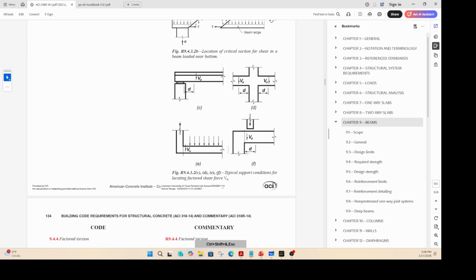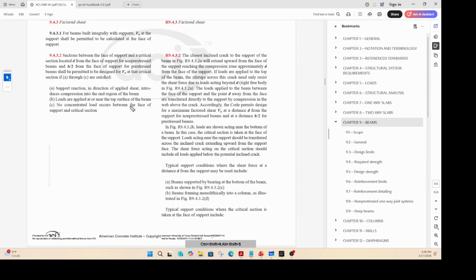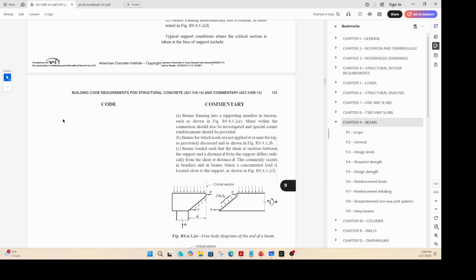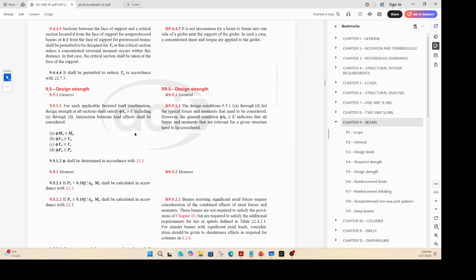Right? This is D from the face of the support, but then you have a load within the distance D. Then again, you treat your critical section to be the face of the support. That would be your critical section. So that is what is given in this section here. If you read it when you get a chance, that is what the whole thing is about. Okay, we're not talking about torsion.